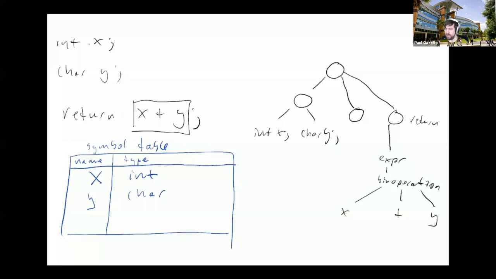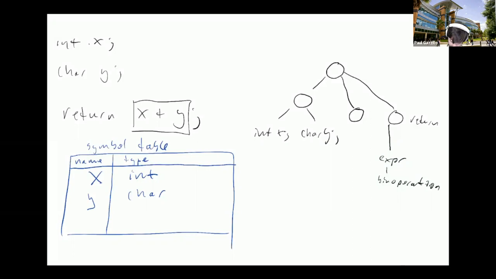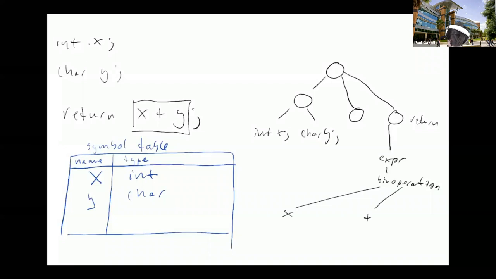So one way of saying that is to build in the fact that plus is a function that takes two integers. Let me give myself a lot more space to do this. So we have a binary operation that takes an integer, a plus, and an identifier y. And simple C defines the type of plus to be a function that takes two integers and returns an integer.